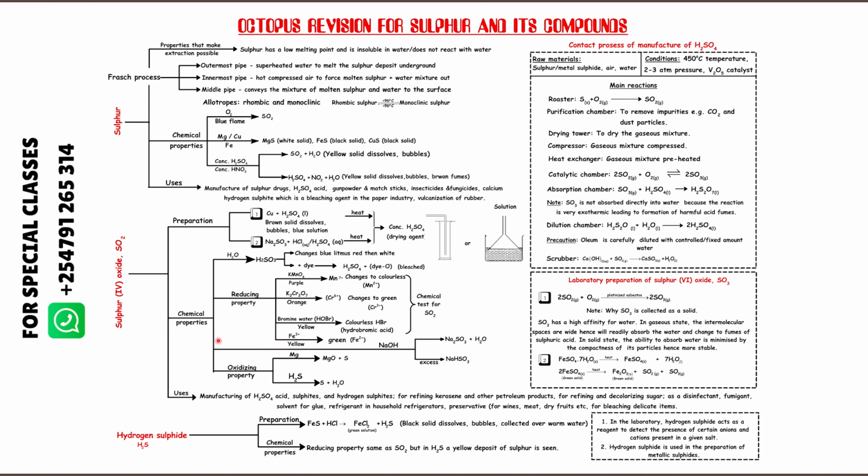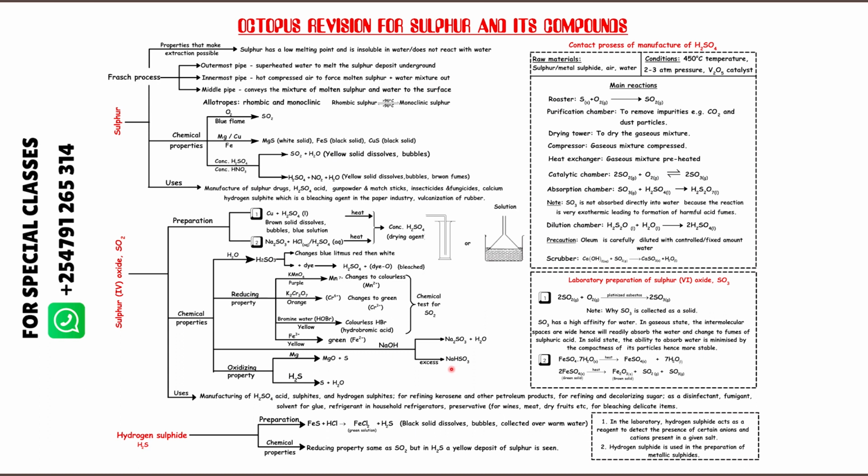Then we also have, you can bubble the gas through a solution of iron(III), which is yellow. It will change to green, because the iron(III), which is yellow, is reduced to iron(II), which is green. Then we have the reaction with sodium hydroxide. When you bubble sulfur(IV) oxide through sodium hydroxide, you get sodium sulfite plus water. But when you bubble excess sulfur(IV) oxide, then you get sodium hydrogen sulfite.